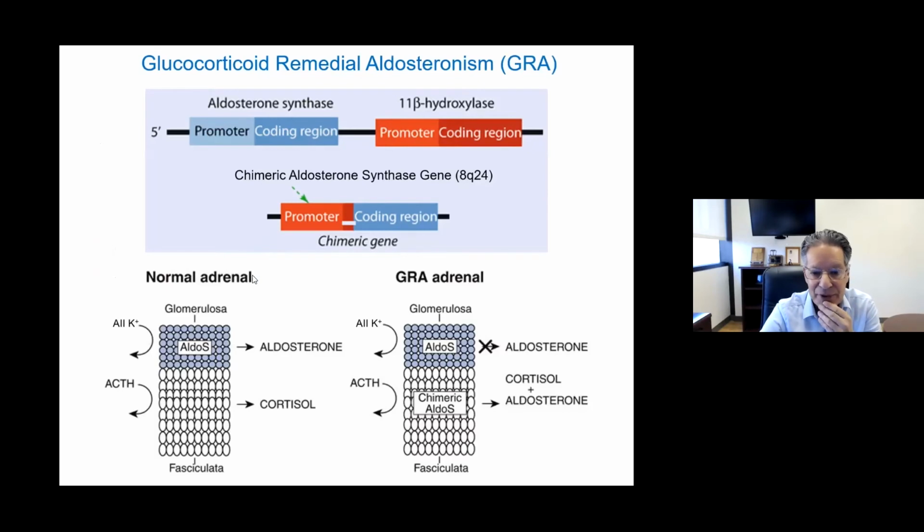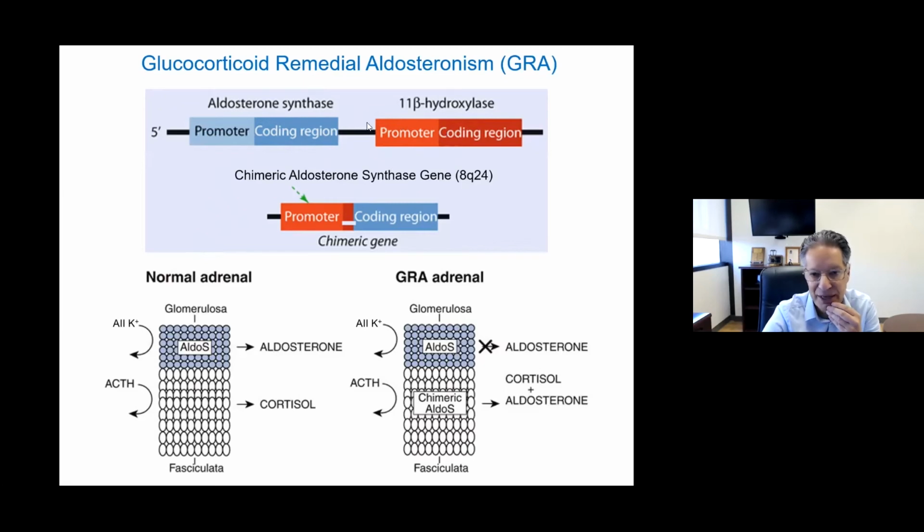Now, what about this disease, glucocorticoid remediable aldosteronism? This is a separate disorder that also leads to pseudohyperaldosteronism. To understand what's going on here, we have to go to chromosome 8, which has two genes pretty close to each other. One is the aldosterone synthase gene, and the other is the 11-beta hydroxylase gene that we talked about before.